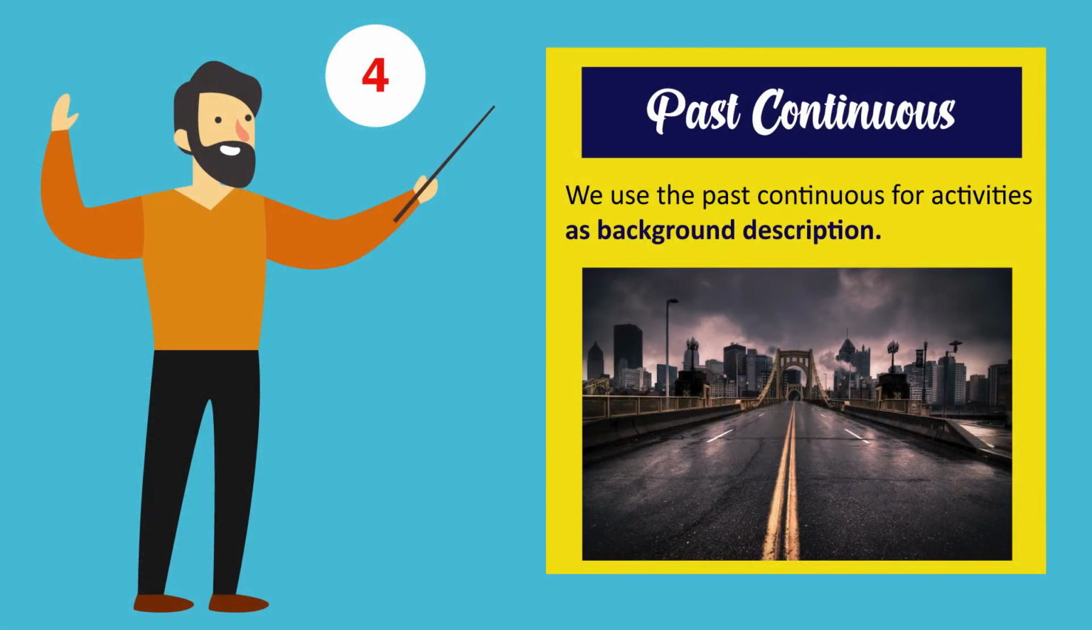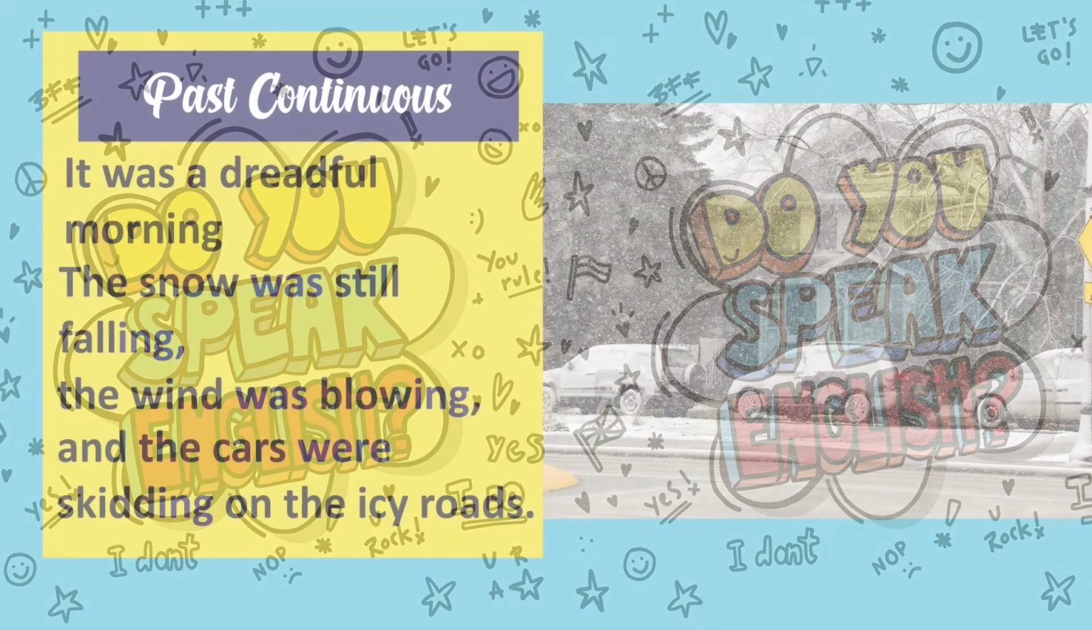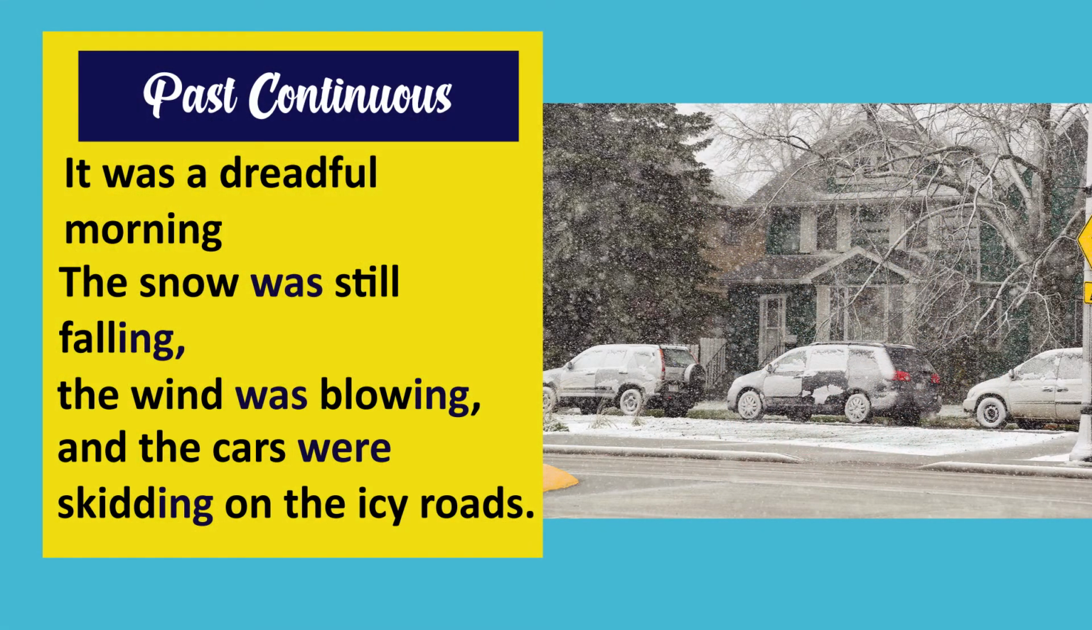In English, we often use a series of parallel actions to describe the atmosphere or the background at a particular time in the past. For example, there we have some references that can help you to understand better this situation. Here we have an example about the description of the atmosphere and the background. It was a dreadful morning. The snow was still falling, the wind was blowing, and the cars were skidding on the icy roads. So here is a description about parallel actions in the past.